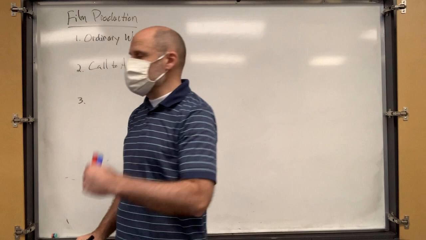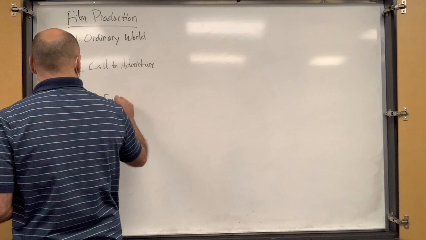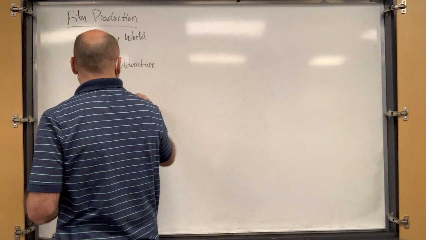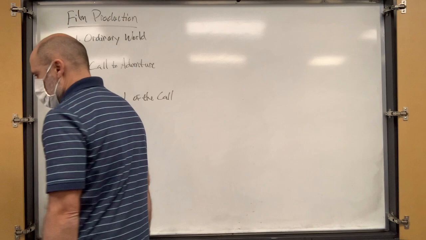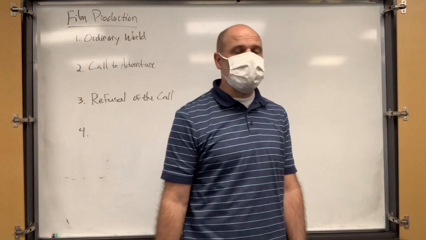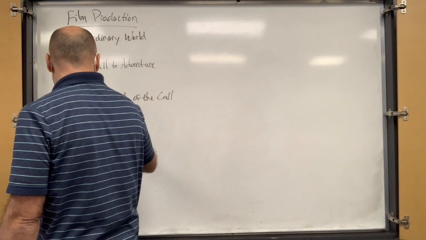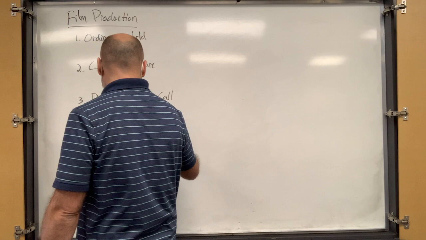So this is the refusal to the call. Okay? Refusal of the call. No. I'm not a thief. I'm not doing it. Okay. And then what happens? Mentor. Yes. Gandalf sits him down after he's already said no. And then we have a meeting with the mentor, or meeting the mentor. Okay?